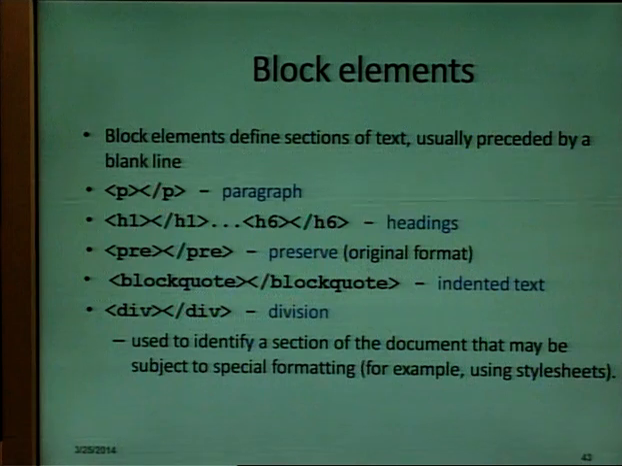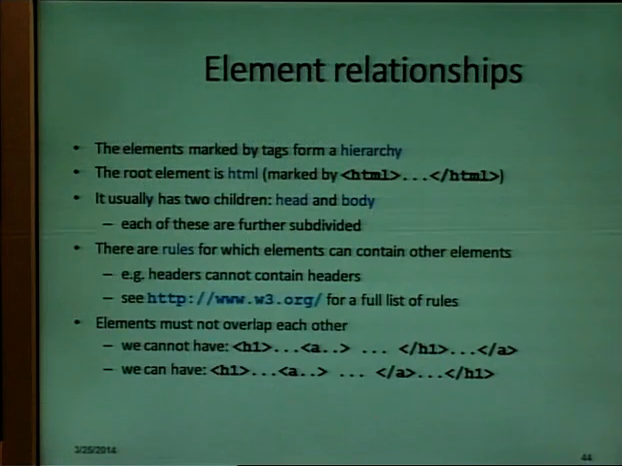Each heading type contains a different size of font. Then the next is pre. It stands for preserve. That means the original format of your web page will be preserved. Then the next is block quote. It contains indented text. Then the next is division. It is used to identify a section of the document that may be subject to special formatting, for example using a style sheet. So these are all our block elements.